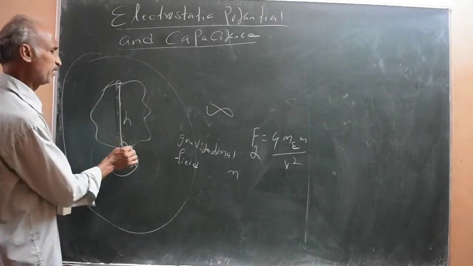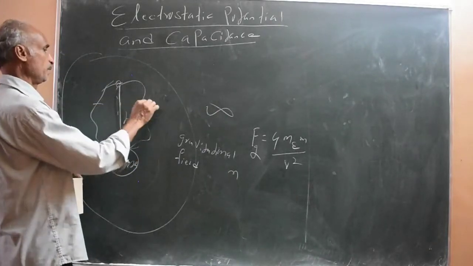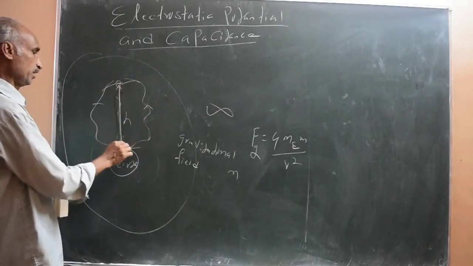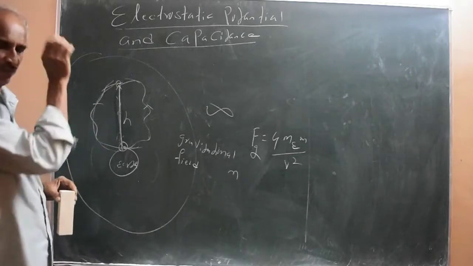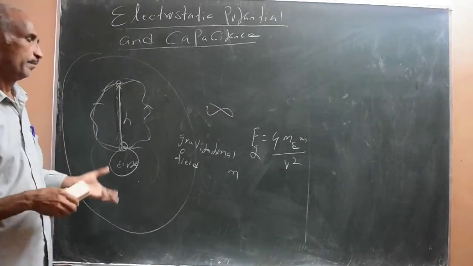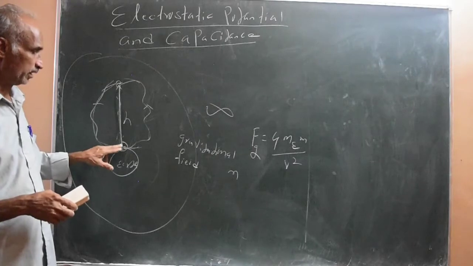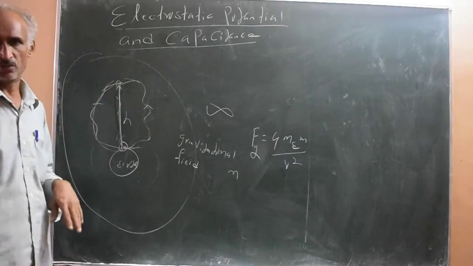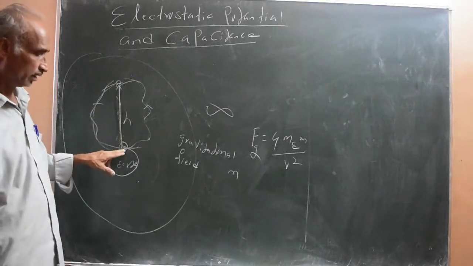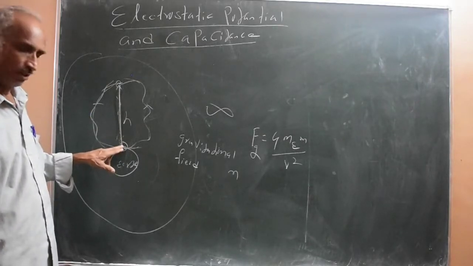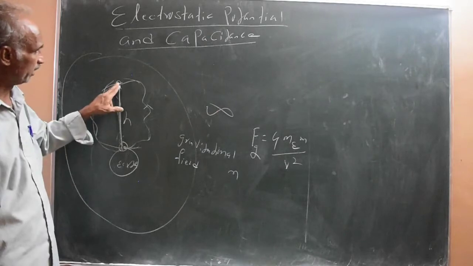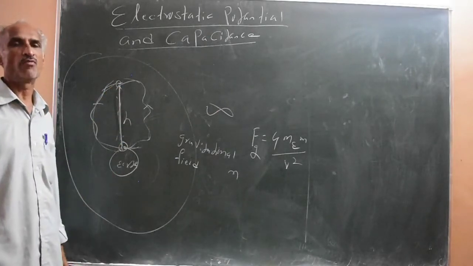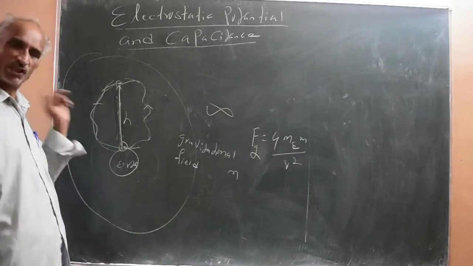Now the body, along any path, is going to be displaced. Lifted along this path, or along the straight line path, it is displaced, meaning lifted. But the difference between the initial position and the final position of the body is h. This difference between the initial position and final position is called displacement, and it is h now.